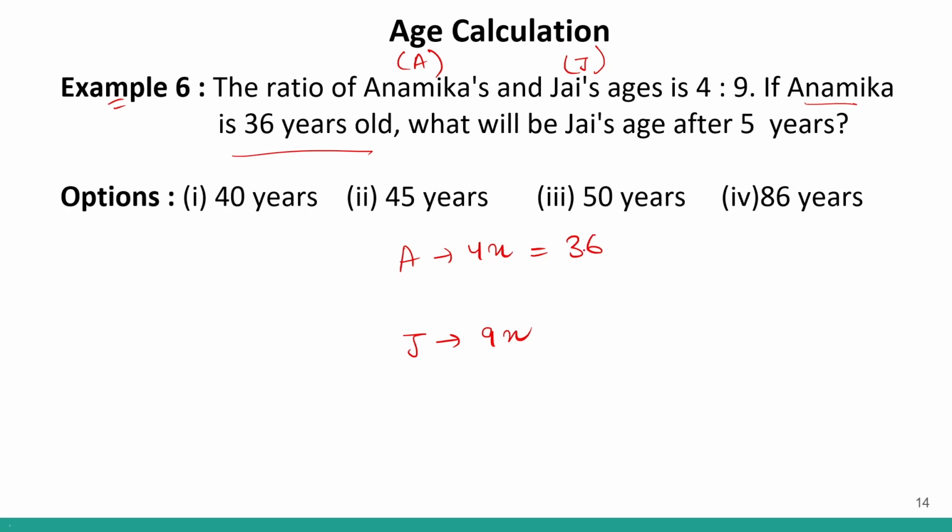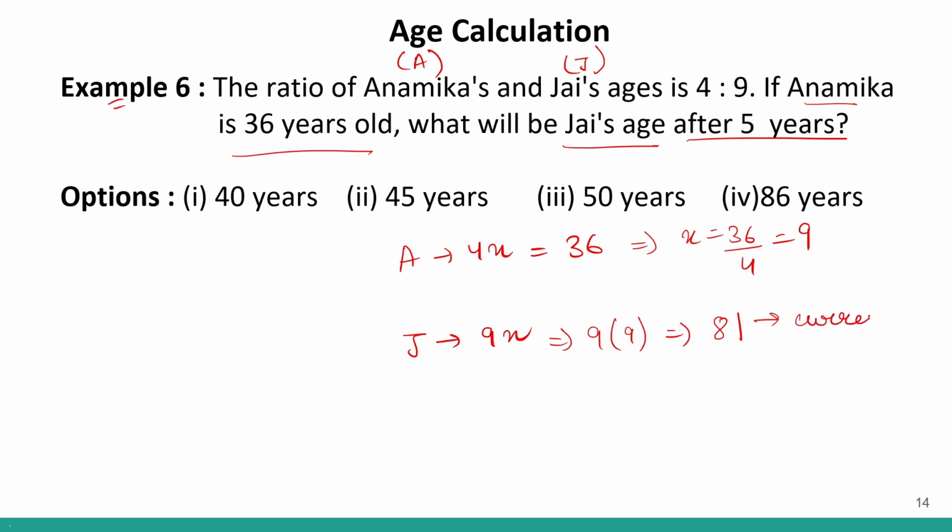So 4x equals 36. We have gotten this equation. That means x will be how much? x will be 36 by 4. This will give me 9. So if x equals 9, what will be J's present age? This is the current age. Okay. So 9 into 9 will give me 81. We have to find J's age after 5 years. So this is the current age, correct? After 5 years means plus 5. So this will be 86. So my answer will be option number 4, 86 years.